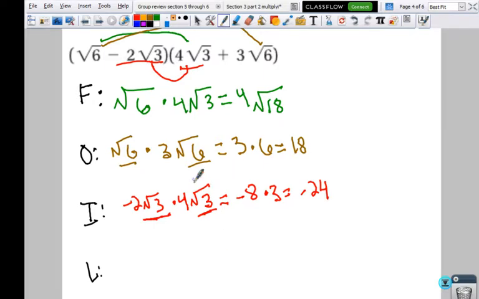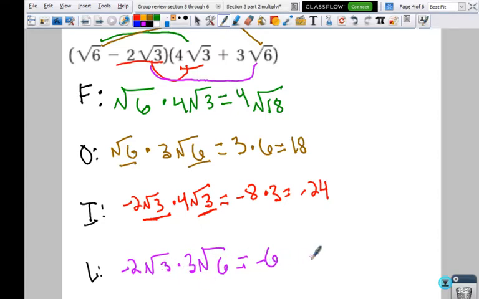Multiply negative 2 square root of 3 times 3 square root of negative 6. Yep, square root of 6. So negative 2 square root of 3 times 3 square root of 6. Alright, multiply the outsides. Negative 2 times 3 is negative 6. And on this one, because the insides are different, we're just going to multiply them. 3 times 6 is 18.